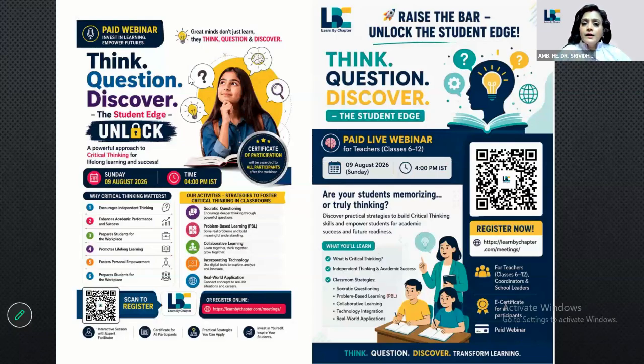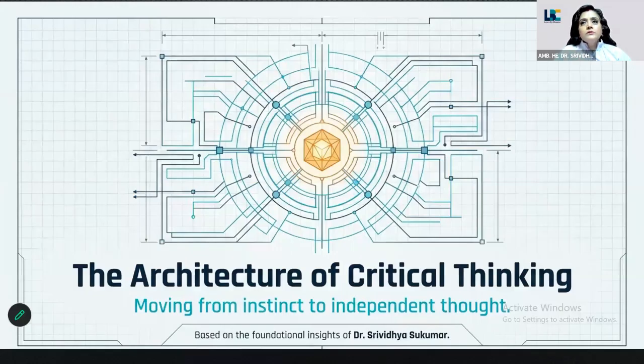So raise the bar, unlock the student edge: think, question, discover. This is what we want our students to do exactly. So moving ahead, how this architecture of critical thinking is being set up.